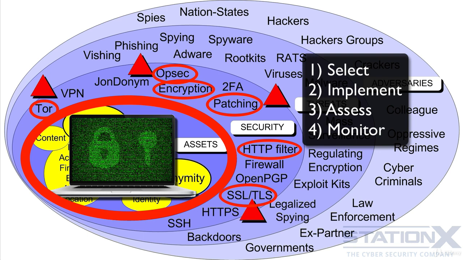Then implement those controls. You install LUKS whole disk encryption and configure it. Then assess the controls you have selected for their effectiveness. Check that the whole disk encryption is working and the data is actually encrypted. Then monitor the effectiveness of the security controls. Check for security updates, for example, and vulnerabilities in LUKS, and so on. If a weakness is discovered, you go back to the select stage again.